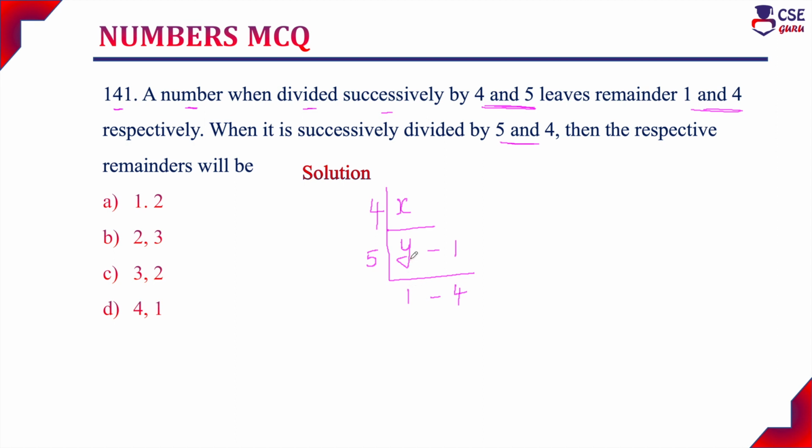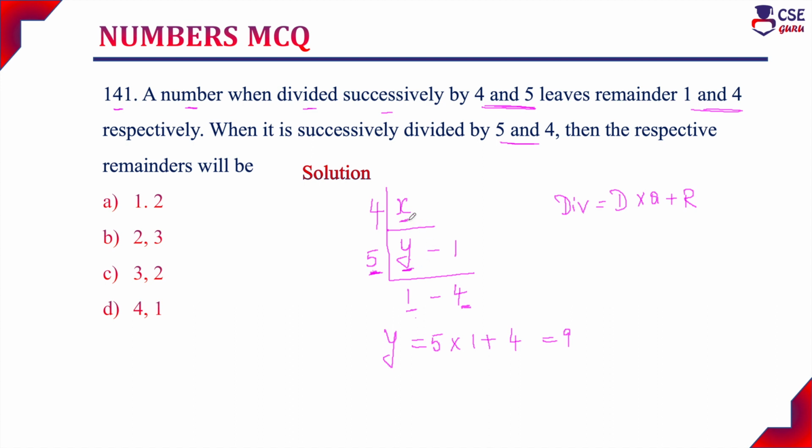So if you want to find the y value, this is the divisor, this is the quotient and this is the remainder. We know the formula: dividend is nothing but divisor into quotient plus remainder. So in this step, to find the y value, the divisor is 5, the quotient value is 1 plus the remainder value 4. So we will get it as 9. So the y value is 9.